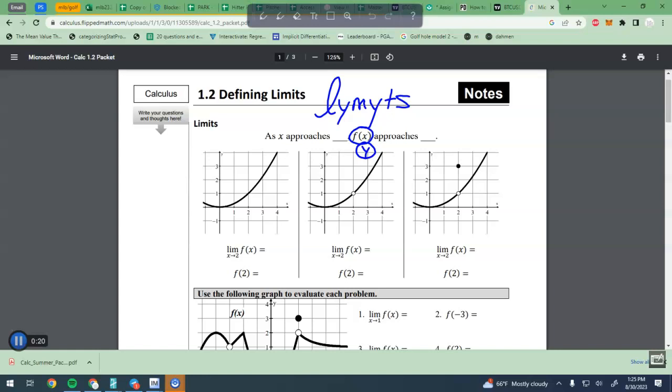So as x approaches 2, you kind of think about, I don't know how Miss Mahaney used to describe it, bugs shaking hands. They're trying to shake hands, and if there's a hole, they can still shake hands. But if there's a divide, they can't reach.